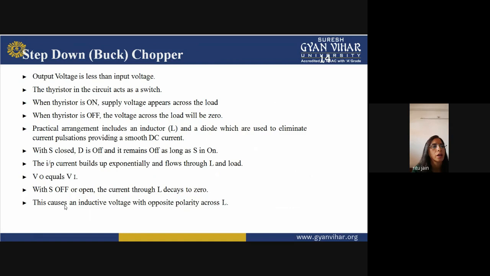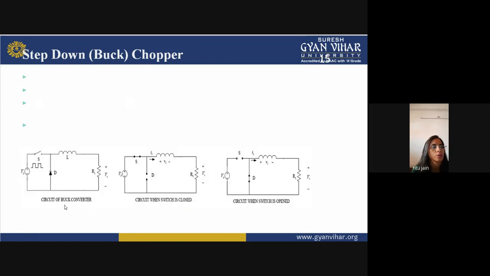When the thyristor is on, supply voltage appears across the load. When the thyristor is off, the voltage across the load will be zero. So when S is closed, D is off and it remains off as long as S is on. The input current builds up exponentially and flows through L and load. So output voltage is equal to VI, and when S is off or open, the current through L decays to zero.